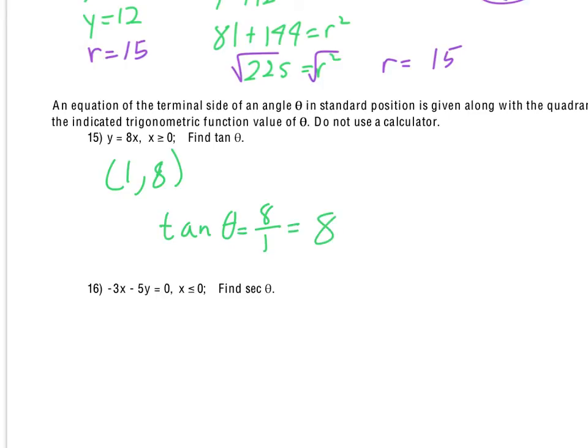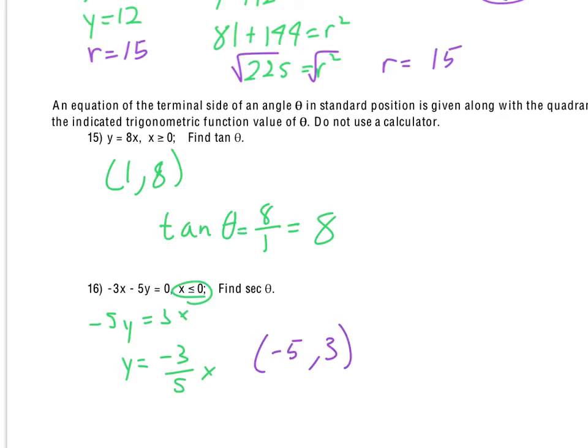16 will be a little tougher. We want to solve this equation, so we'll add the 3x. We'll divide by the -5, so we get y equals -3/5 x. They do also tell us that x has to be less than 0. Since it's a 3/5, I want to have x be -5. Then I find out that y is 3.